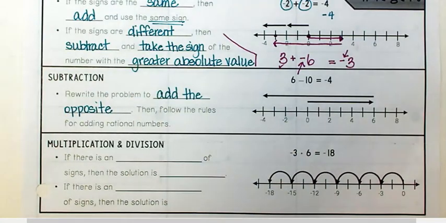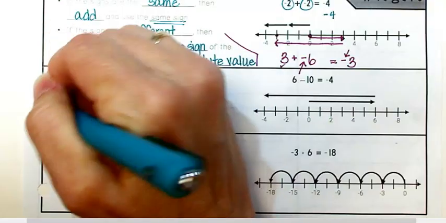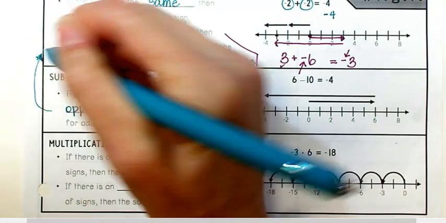All right, subtraction. Rewrite the problem to add the opposite. Then follow the rules for adding rational numbers. So basically make a change to where it's add the opposite, and then you come up here and follow those directions.